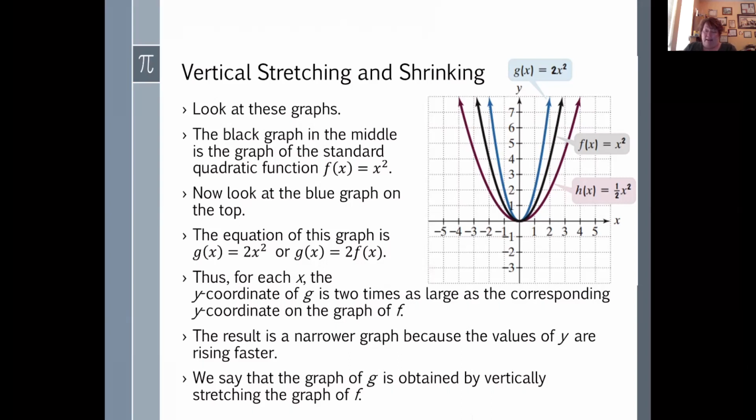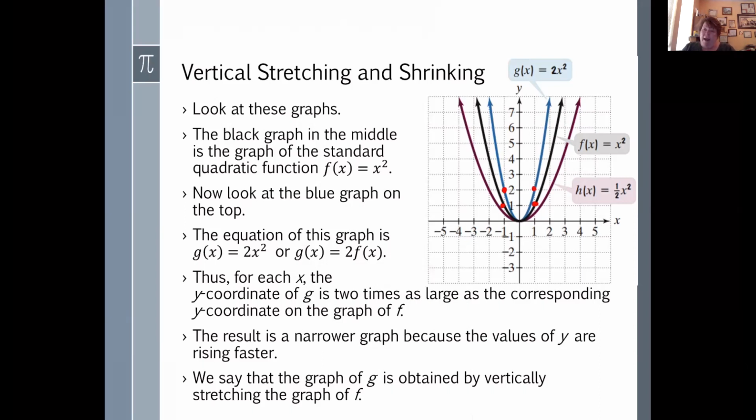So what effect does this have on our function? Well, each y coordinate is going to be multiplied by 2. For example, the standard quadratic function goes through 1, 1. 1, 1, right there. The function g of x equals 2 times x squared. Now if we input 1, we output 2. If we input -1, we output 1 on the standard one. But now on the blue graph, when we input -1, we output 2.